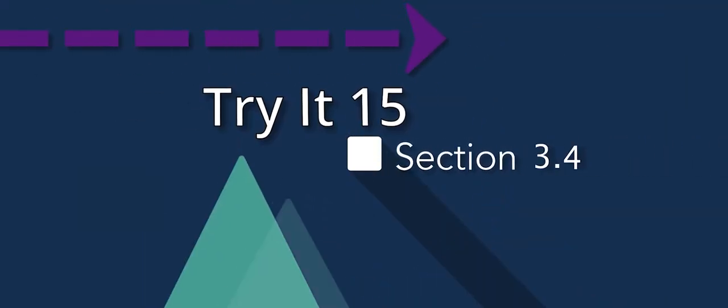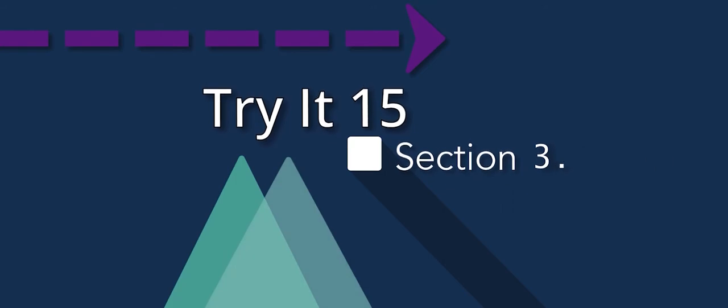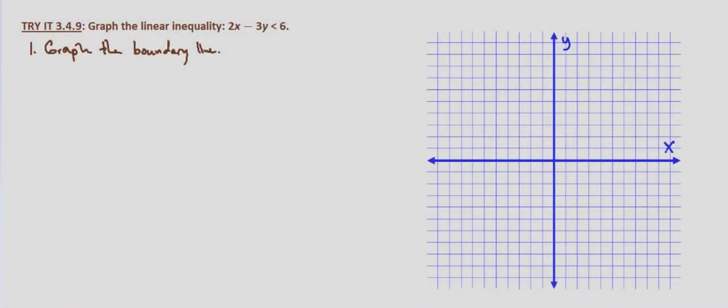So in this problem, we're asked to graph the linear inequality 2x minus 3y is less than 6. So it's not in slope-intercept form. Our first step is to graph the boundary line. And in this case, I'll note that it will be dashed because it's a non-inclusive inequality. It doesn't include the equal sign.